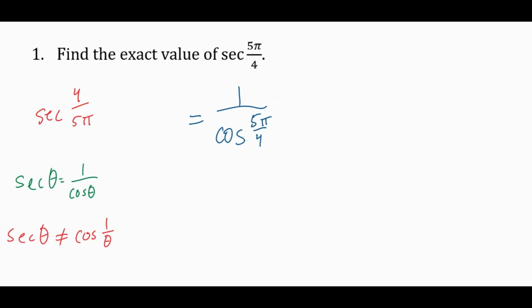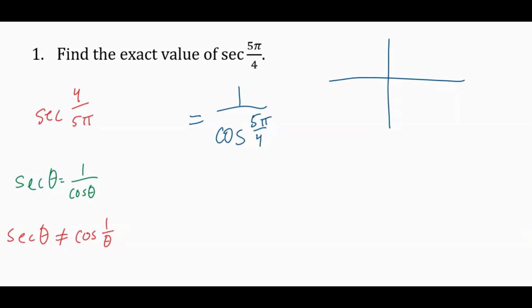Okay, now what do we need to figure out? Well, we need to do a couple of things. So I think we want to draw a little axes here. Remember, drawing these little sketches off the side can be very useful. What do we have to figure out about 5 pi by 4?